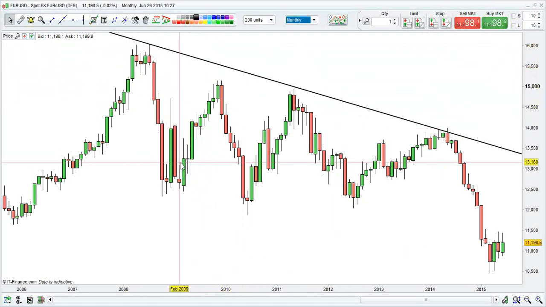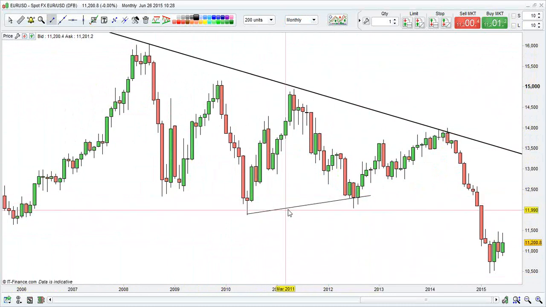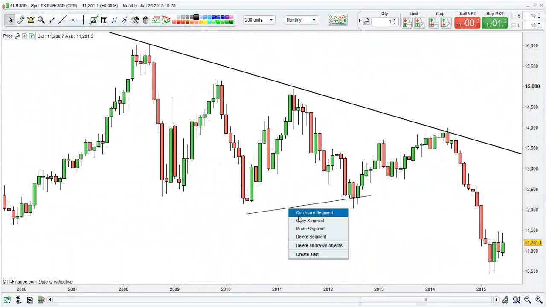So remember, on an uptrend, you want to put your trend line on the bottom, so you want to put your trend line on the bottom here if you're looking to trend it up, in an uptrend. So just delete that there.